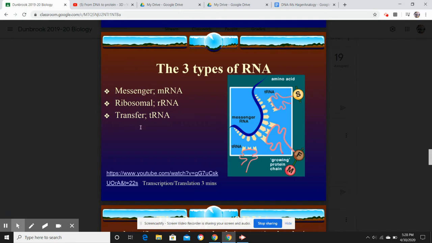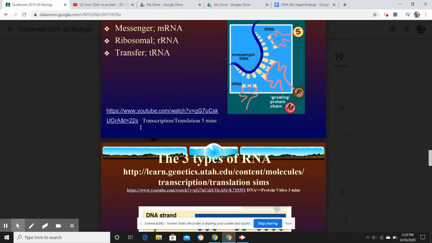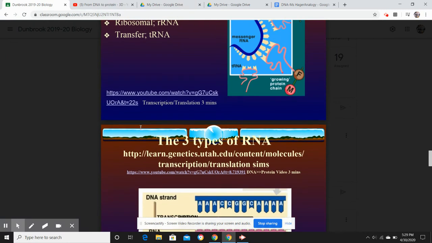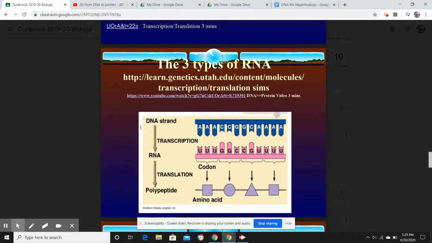Last time we did the PowerPoint, we did a process called transcription. And transcription was simply turning DNA, or copying DNA, into messenger RNA. So last PowerPoint, we saw this process right here: DNA unzipping and copying its code into messenger RNA. Today, we're going to see how this code actually builds a protein. So we did transcription last time. Today, we're going to do translation.